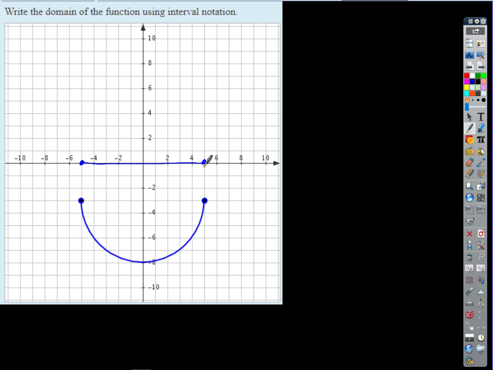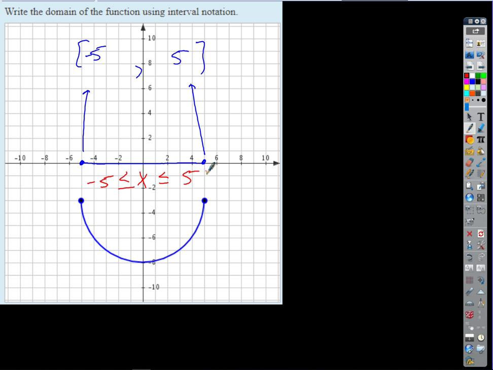So one way we could do this would be brackets, and my left boundary, I have to go in order, don't I? Smaller to bigger. So, -5, 5. That's one way to do it. How would I write that using inequality notation? I'm going to start in the middle. I'm going to say X, because that's how we'd say it. X is greater than or equal to -5 and less than or equal to 5.